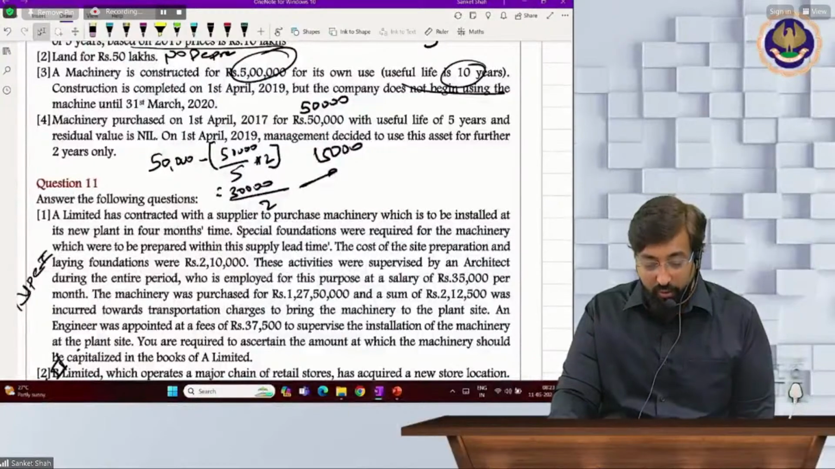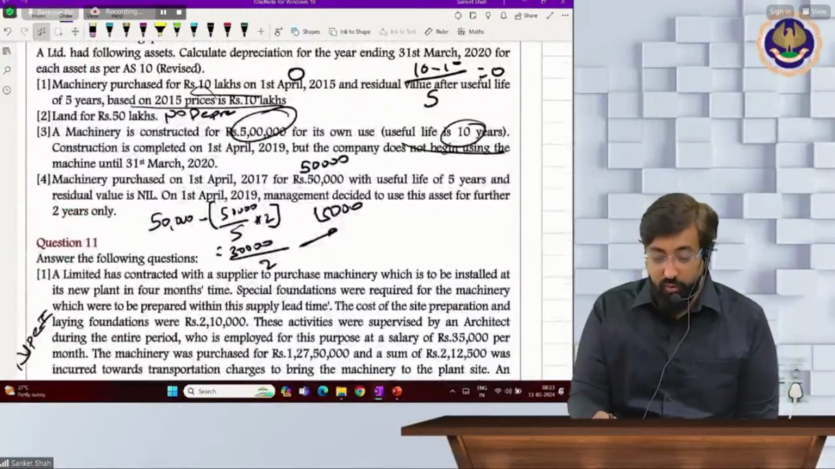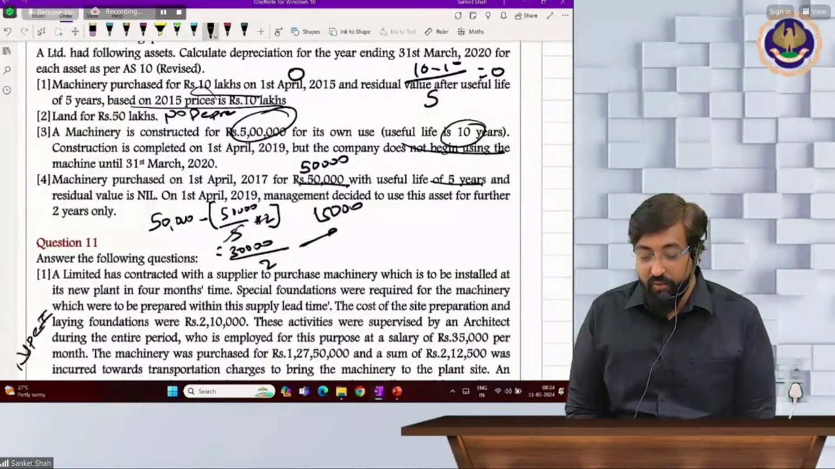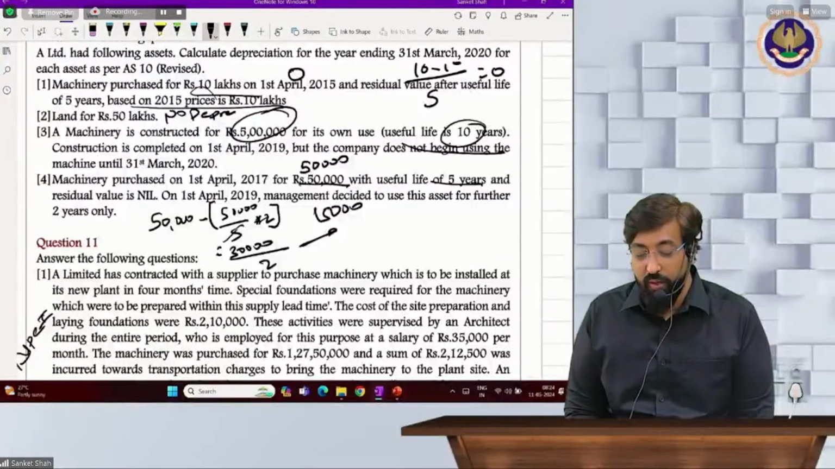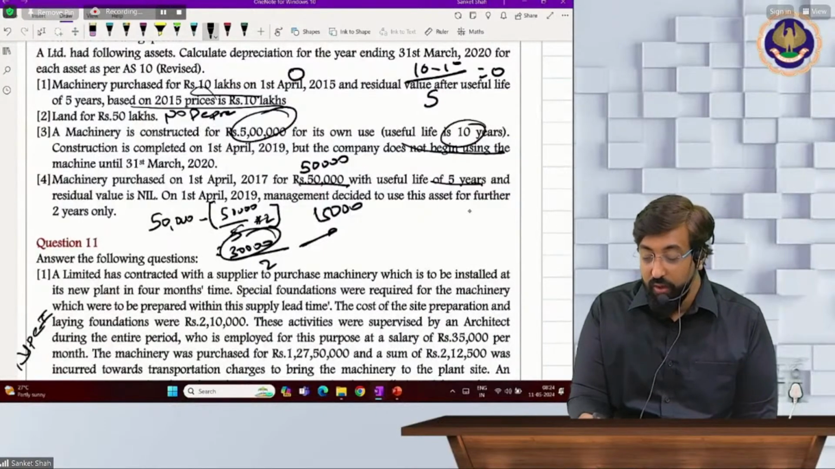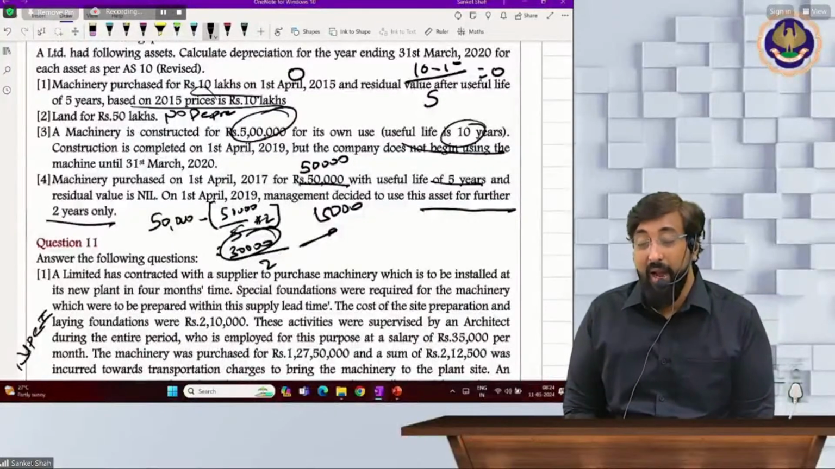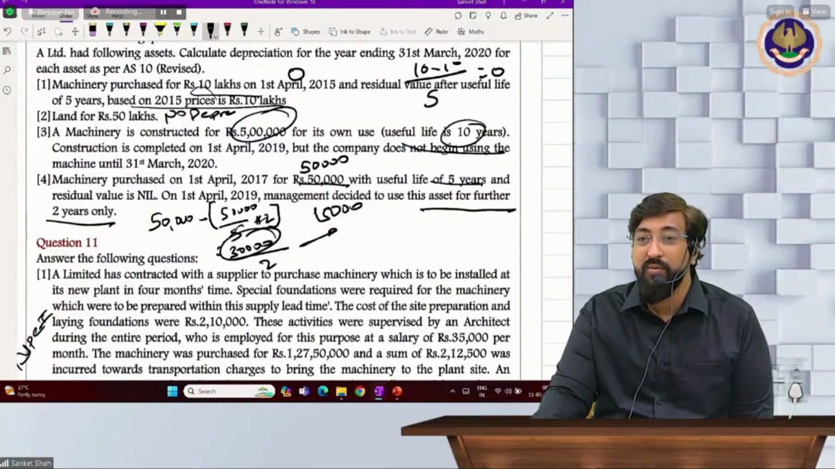And Shadab Ali is asking what this is. So see Shadab ji, the asset was 50,000, the life was 5 years, so 5 divided by 5 into 2. So what answer did you get? 50,000 minus 50,000 divided by 5 into 2. So after depreciation, your answer will be 30,000. But now your life is only 2 years. So 30,000 is the closing balance, and after that your useful life is only 2 years. So your answer will be 15,000. It is very simple. Answer is 15,000.